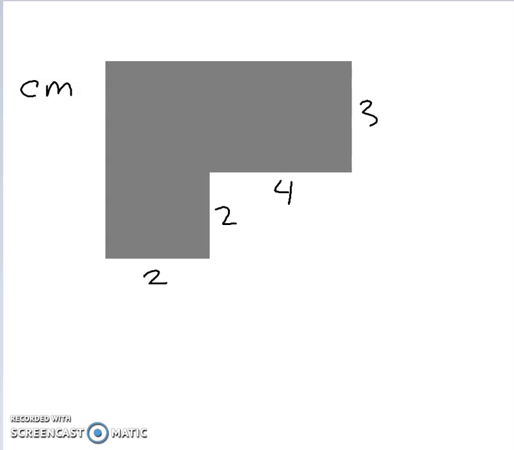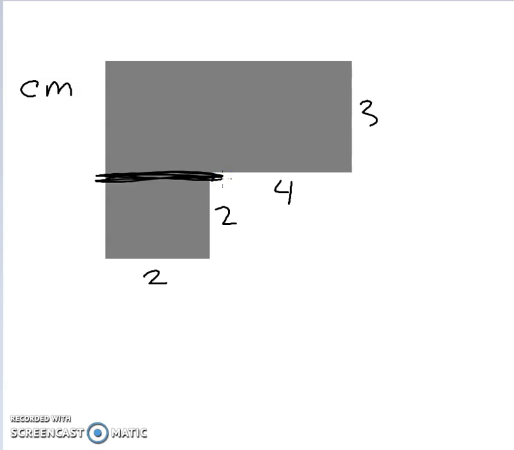There are two ways to divide this shape up. You can either divide it there, or you can divide it there. It doesn't matter which one you choose, so long as you multiply and add the right things. I will be doing both, so you can see both ways. All right, so I'm going to divide it here first.